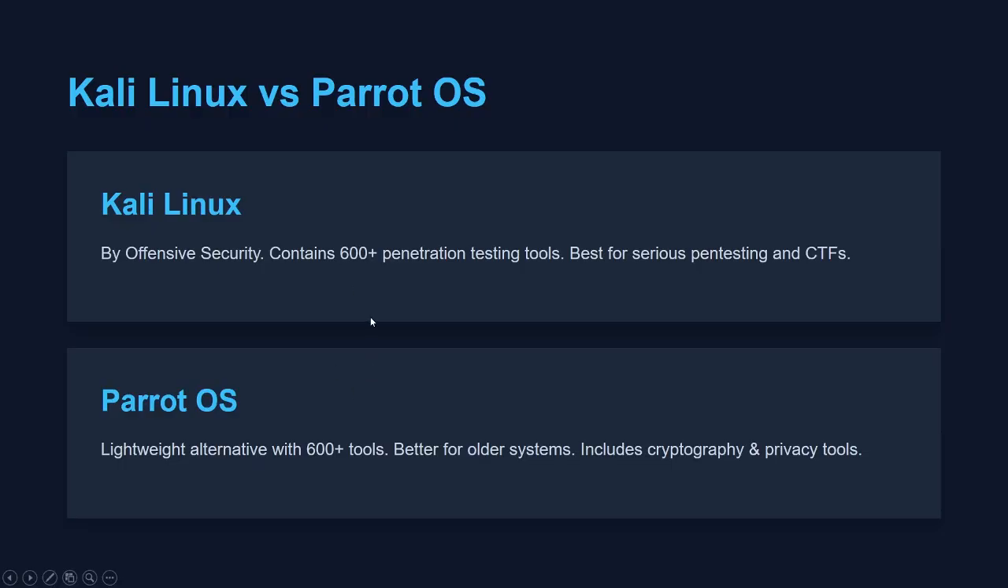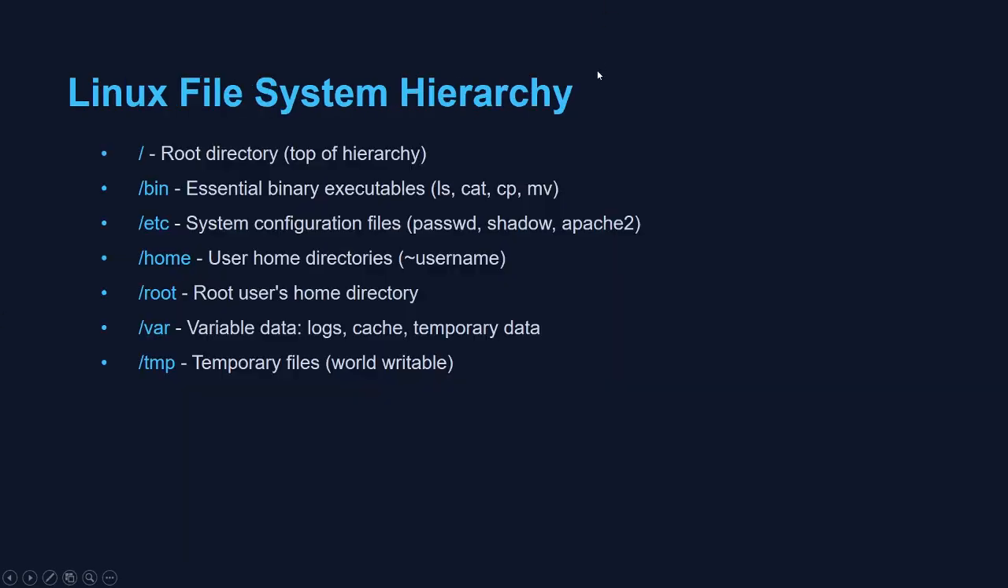And we have two operating systems that are used for hacking in a cybersecurity environment, for penetration testing. So we have Kali Linux, which contains 600 plus penetration testing tools, best for serious pen testing and CTFs. And we also have Parrot OS, a lightweight alternative. But basically, we can use either one for penetration testing, but right now we prefer to use Kali Linux.